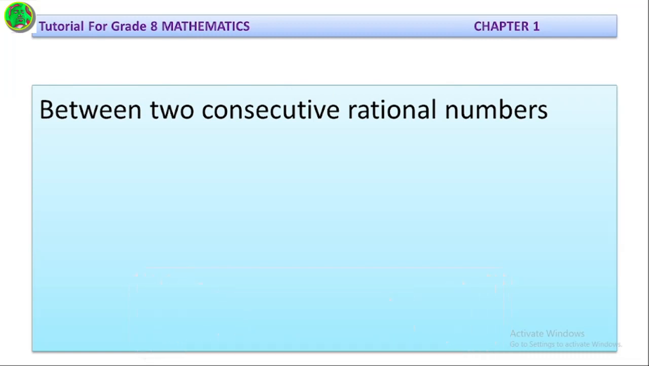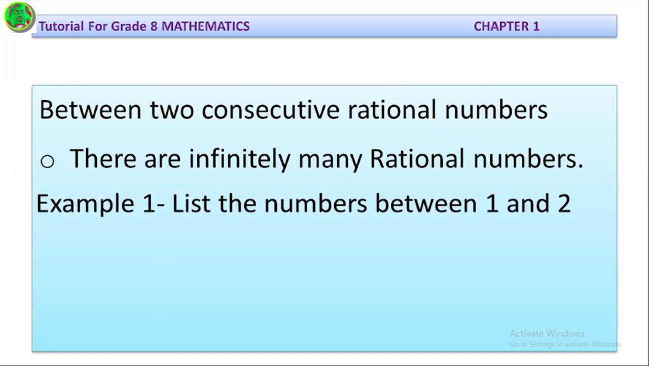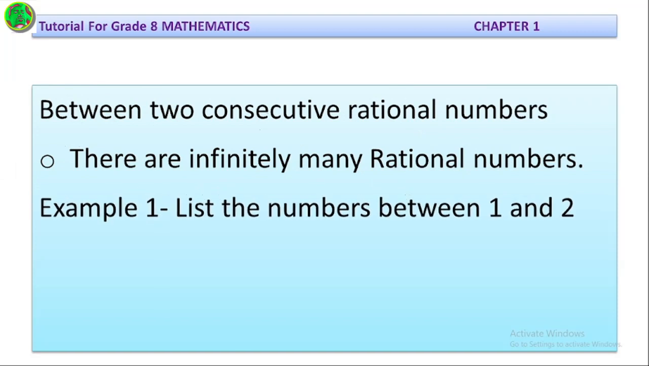Between two consecutive rational numbers there are infinitely many rational numbers. Example: let the numbers be between 1 and 2.